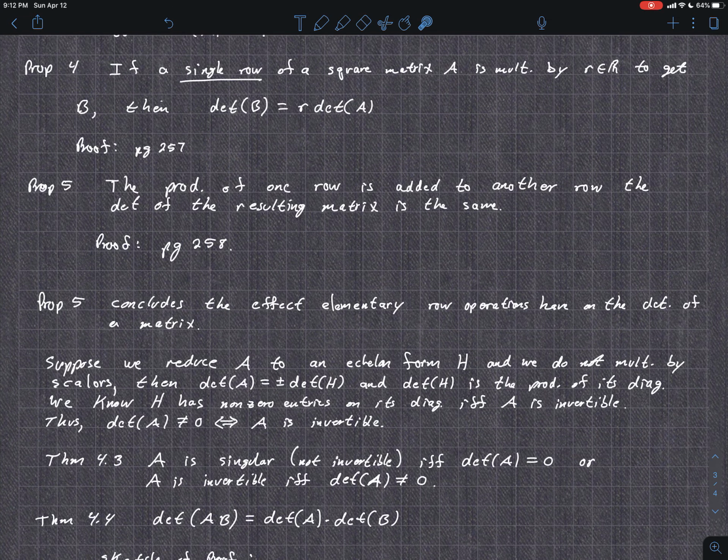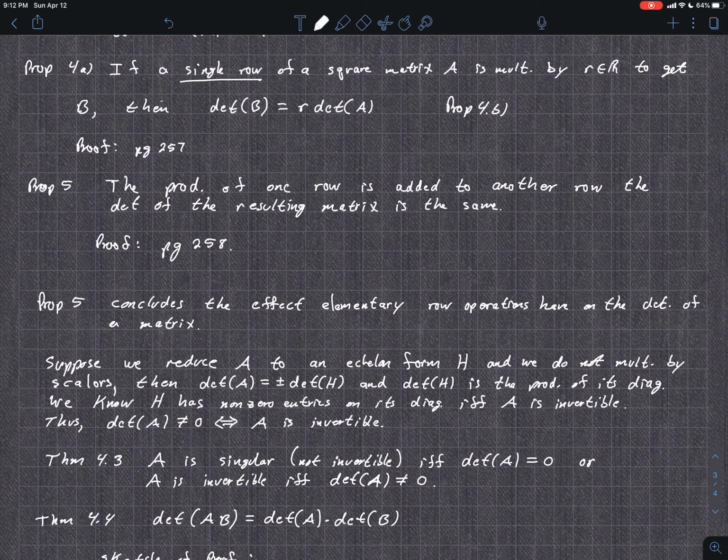Property 4: if a single row of a square matrix is multiplied by a constant, a scalar, to get a new matrix, then basically it factors out. But it's just a single row. There's another property, which I don't think I listed here somewhere, but let's just call it property 4B. We'll call this one 4A.